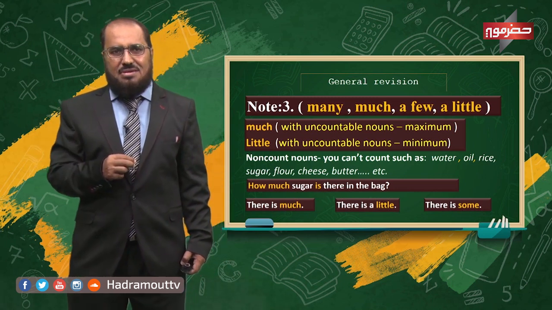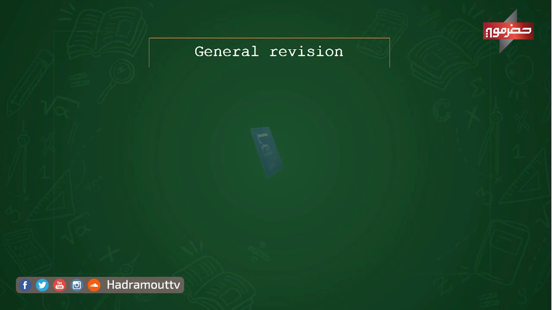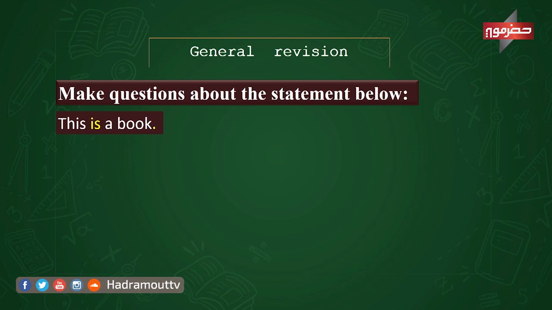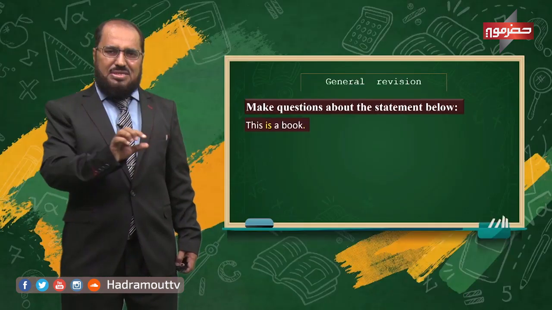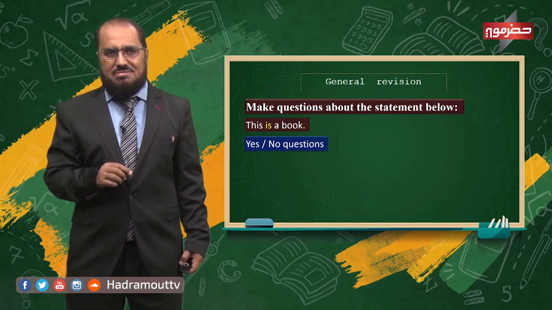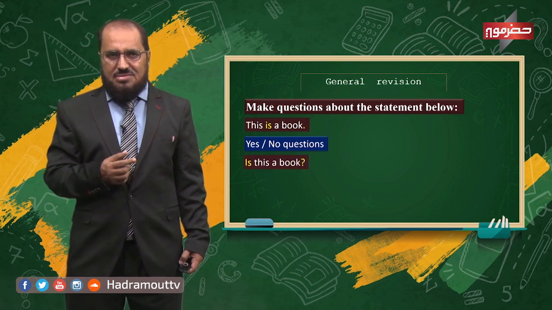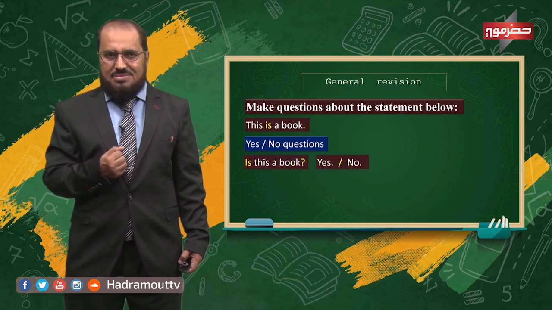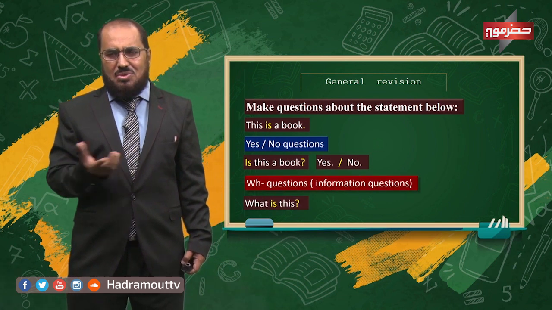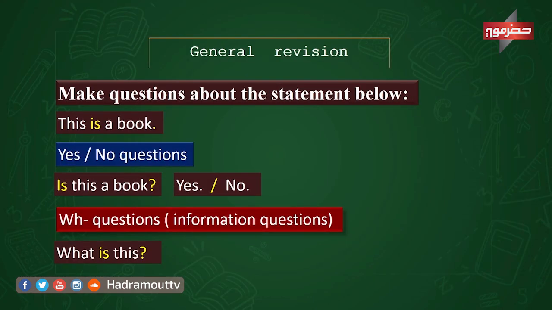Next, let's practice. خلونا نطبق كيف نصيغ الأسئلة. Okay, نتمرن. Make questions about the statements below. اعمل سؤال على هذا الجملة التقريرية. This is a book. Yes, no question? Is this a book? Yes or no? WH question or information question. What's this? Verb, then subject. This is a book.